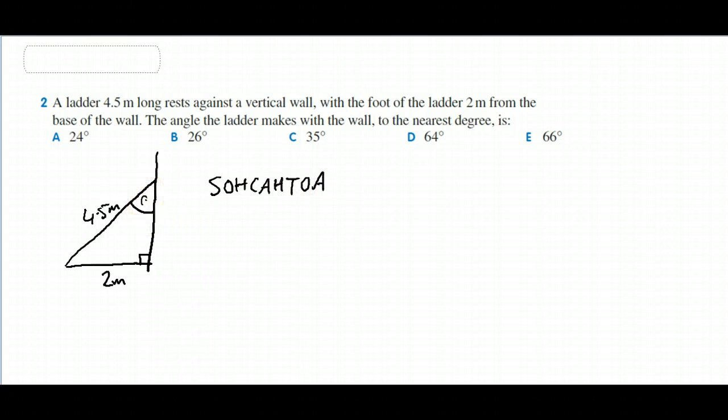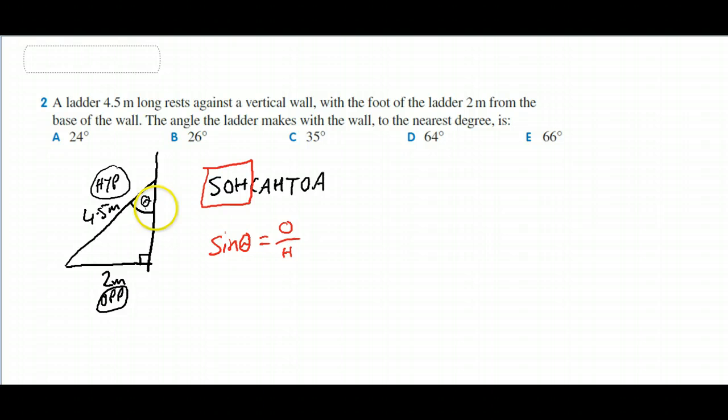Okay, so this is our unknown angle that we want to find here. And relative to this angle, this side here would be the hypotenuse, and this side over here would be the opposite. Okay, so we're working with the angle, the hypotenuse, and the opposite. Well, that's obviously going to be a SOH situation. So let's write out that equation. Sine theta equals opposite over hypotenuse. And let's put in our values. We don't know theta, so we're going to leave that. But we do know the opposite is 2 and the hypotenuse is 4.5.